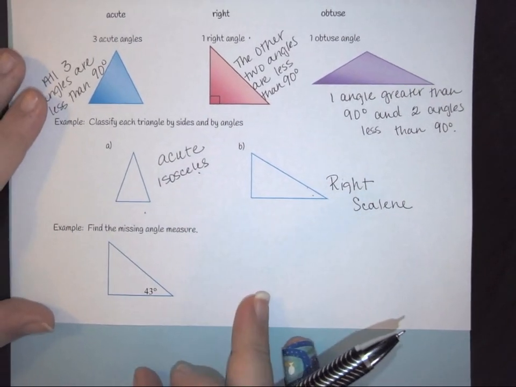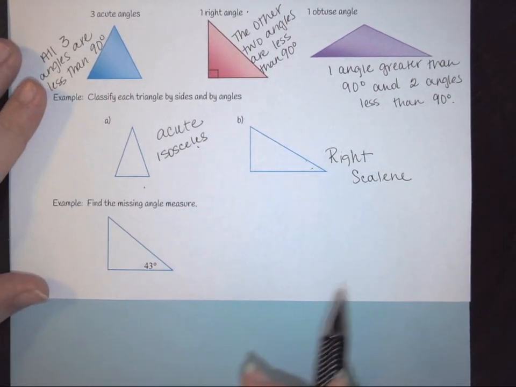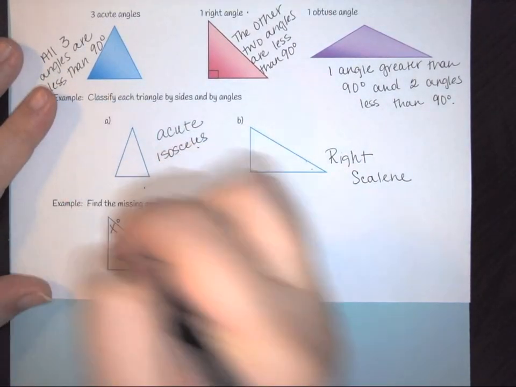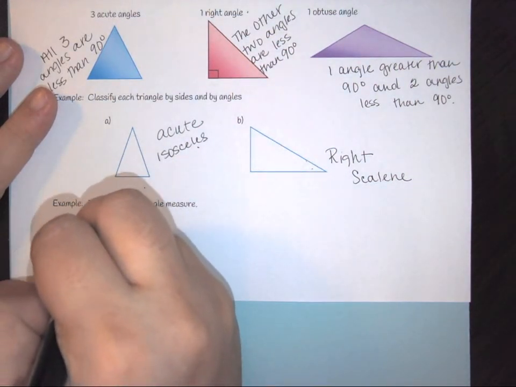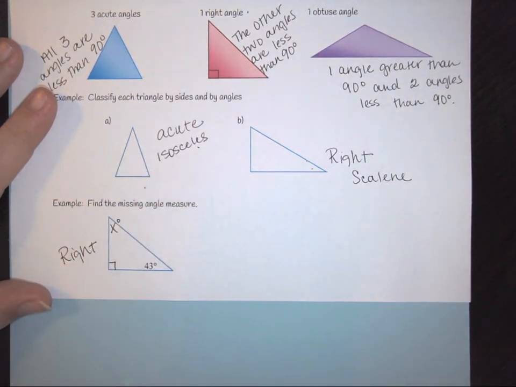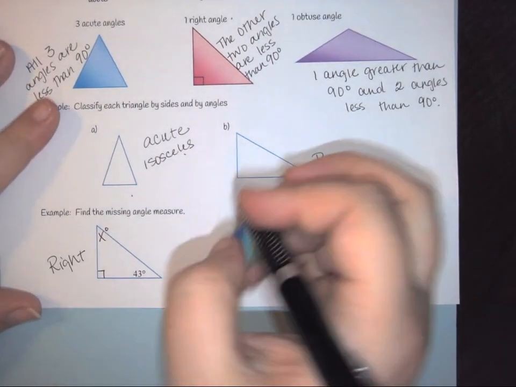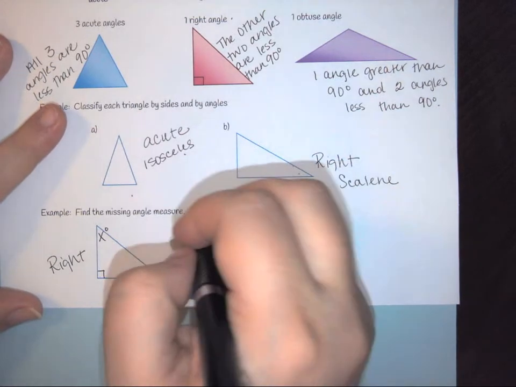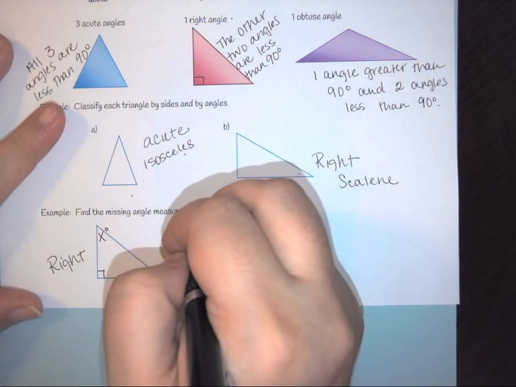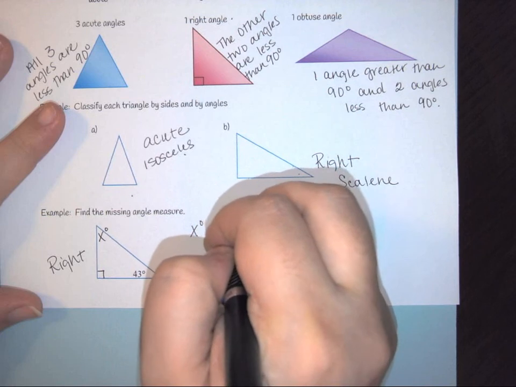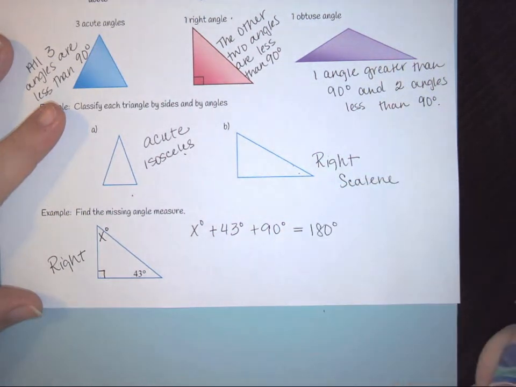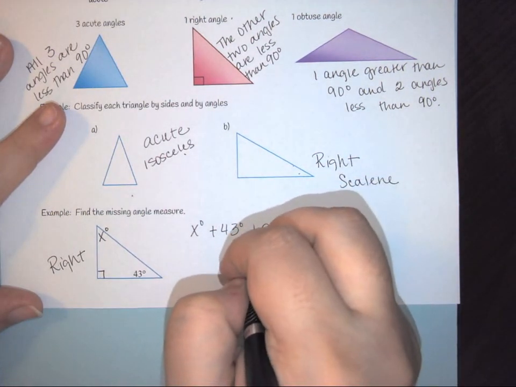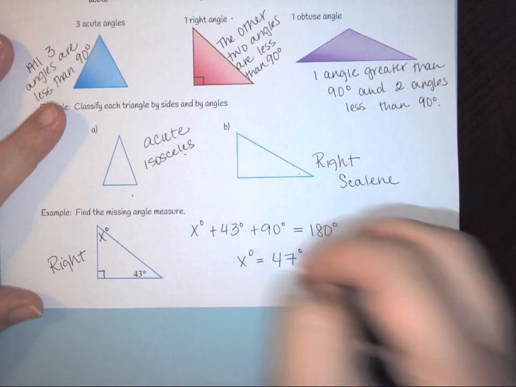The last one says to find the missing angle measure. So this angle up here is the one that's missing, and I would classify this as a right angle, meaning this one is 90 degrees. Okay. Therefore, in order to find the missing angle, we have to remember that all should add up to 180. So my x degrees plus the 43 degrees plus your 90 should all equal 180 degrees. Therefore, the missing angle should be 47 degrees.